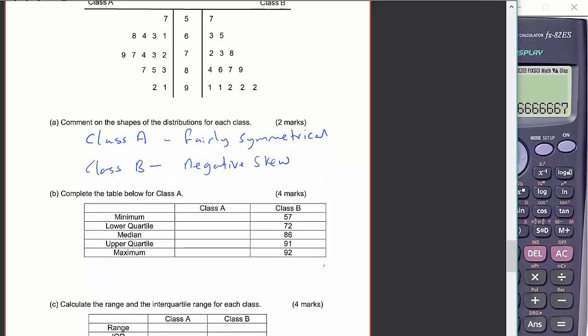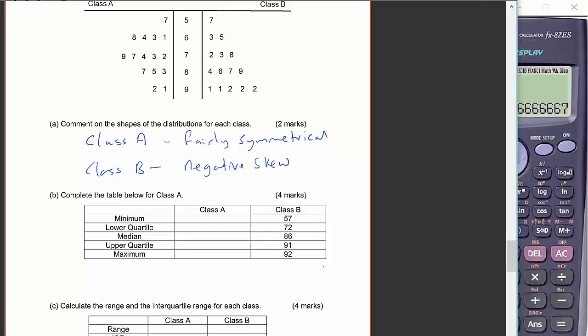We want to complete the table below for class A. So the lowest mark I can see is 57. The highest mark is 92, which is the same for class B. So we now want the median. How many pieces of data do we have? 1, 2, 3, 4, 5, 6, 7, 8, 9, 10, 11, 12, 13, 14, 15 pieces of data. So 15 add 1 divided by 2 is 8. The eighth piece of data is the median.